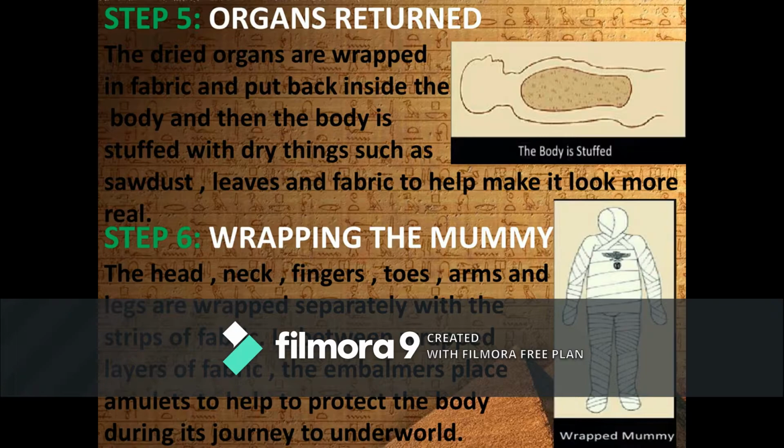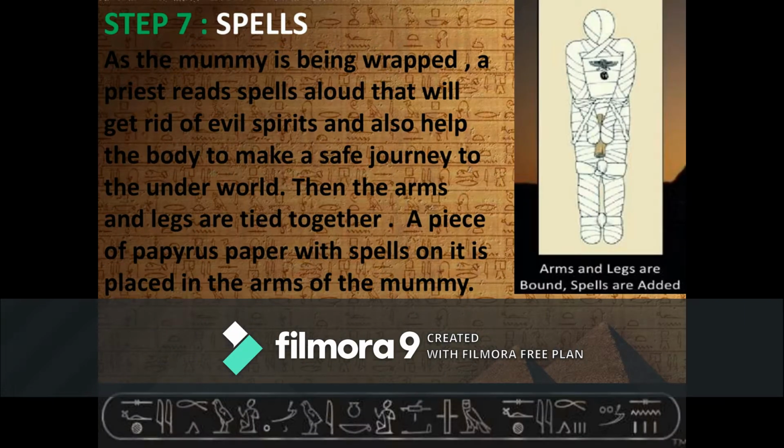After organs are returned, they start wrapping the mummy. The head, neck, fingers, toes, arms, and legs are wrapped separately with strips of fabric. In between the wrapped layers of fabric, the embalmers place amulets to help protect the body during its journey to the underworld. As the body is being wrapped, a priest reads spells aloud that will get rid of evil spirits and also help the body make a safe journey to the underworld.